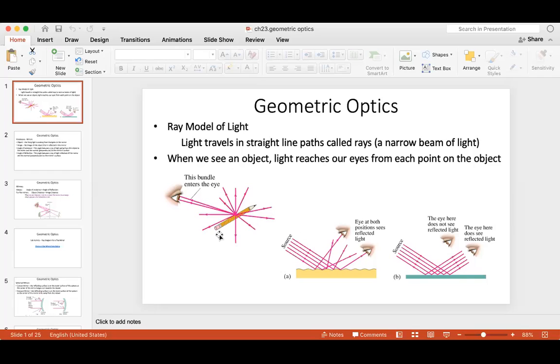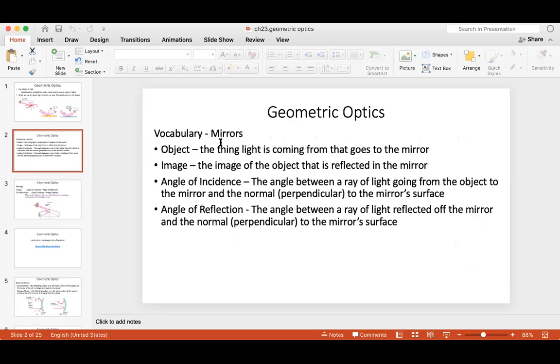Okay. The next slide is a vocab slide. Why am I not going to the next slide? Here we go. All right.